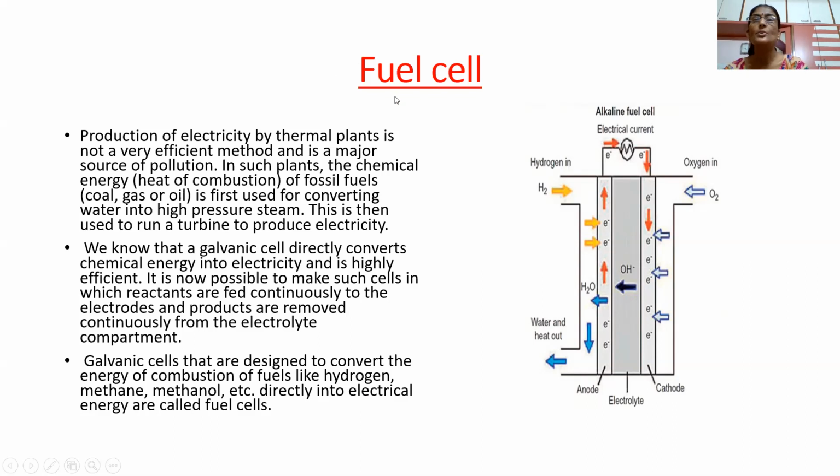So one cell is constructed, known as the fuel cell, in which we can produce electric current in one step just by burning some fuels. So a galvanic cell directly converts chemical energy into electrical energy, and it is highly efficient also. Such cells are known as fuel cells. In galvanic cells also, many times we have to continuously feed the reactants. Then only the products will be formed and electricity will be generated. But some special galvanic cells are designed which convert the combustion of fuels like hydrogen, methane, methanol, ethane, ethanol directly into electrical energy. They are known as fuel cells.